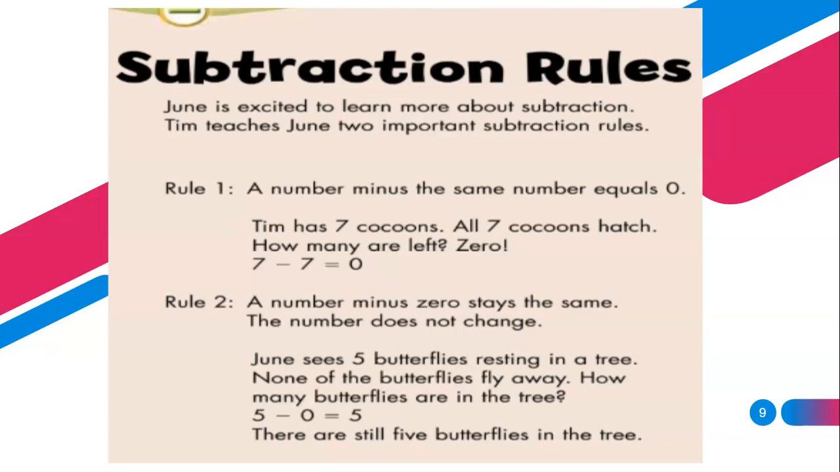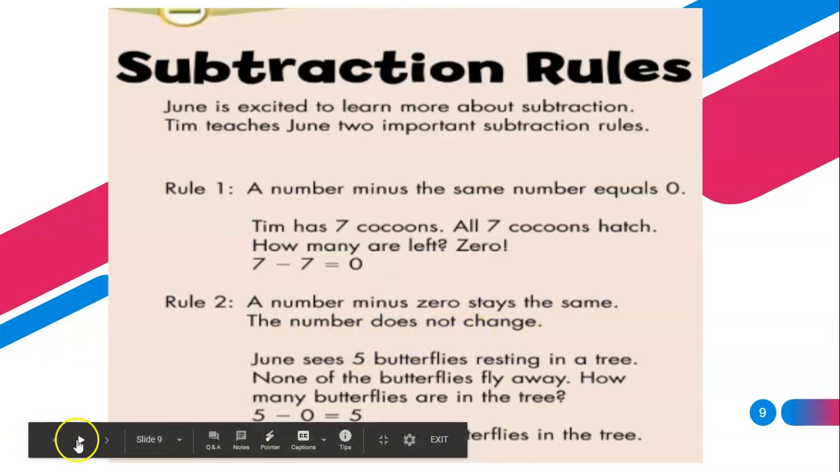But when we do 7 minus 0, then we find that the answer is the number itself. Just like on the problem. So, a number minus 0 stays the same. The number does not change. And that's correct. It does not change.